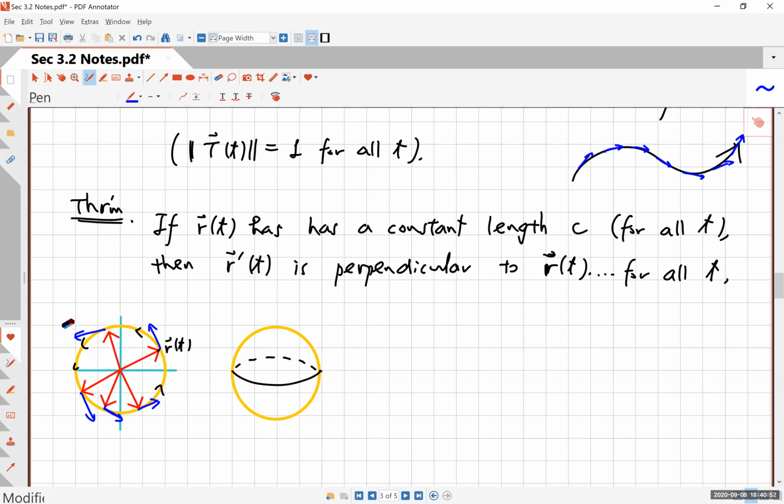Actually, I should just call this the derivative. So the derivative is always going to be perpendicular. The blue is always perpendicular to the red vector, right? So that's what this is saying.